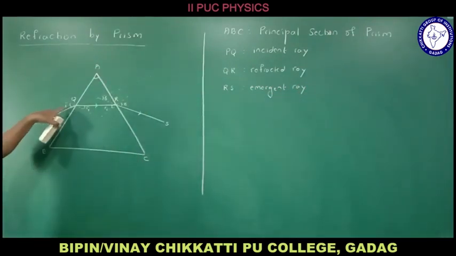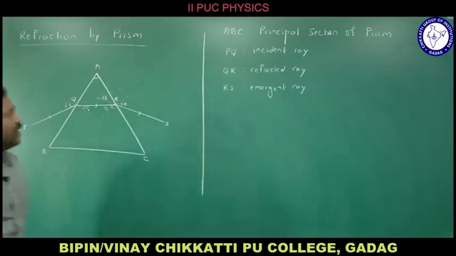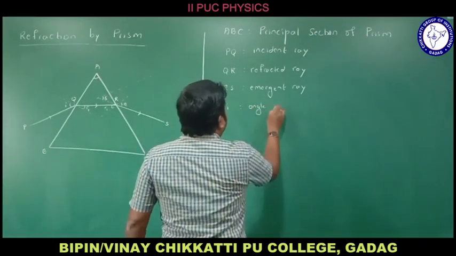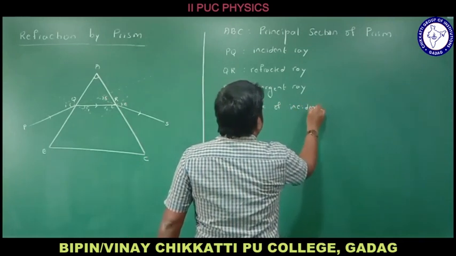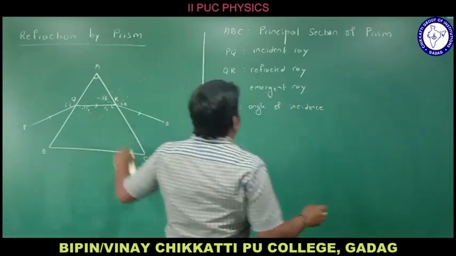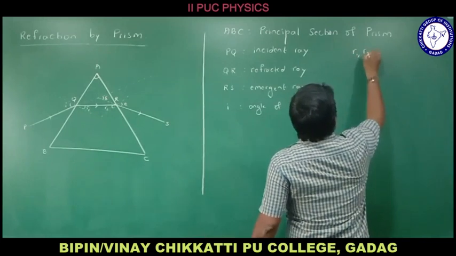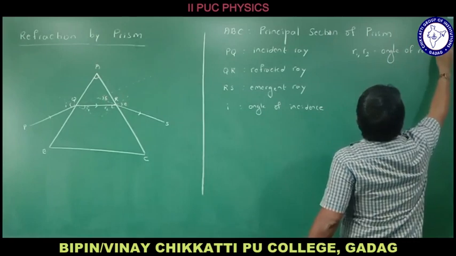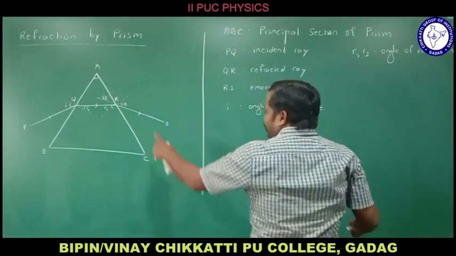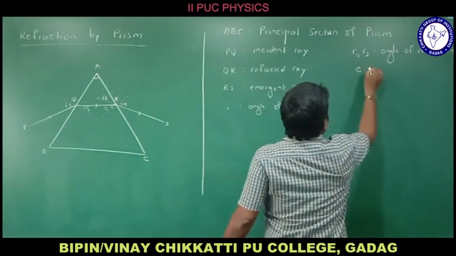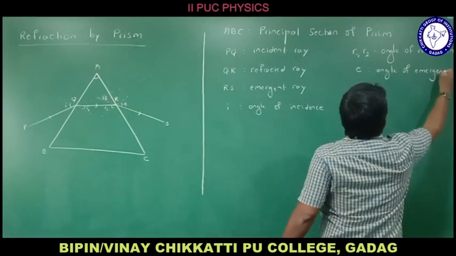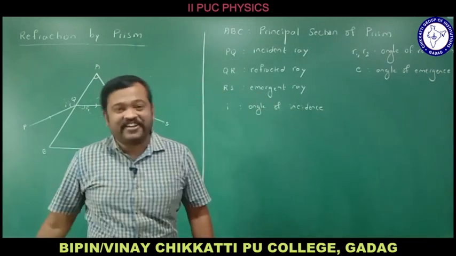This angle, let me call it as I, that is angle of incidence, right? I is angle of incidence. R1 and R2 are the angles of refraction. And E is the angle of emergence.